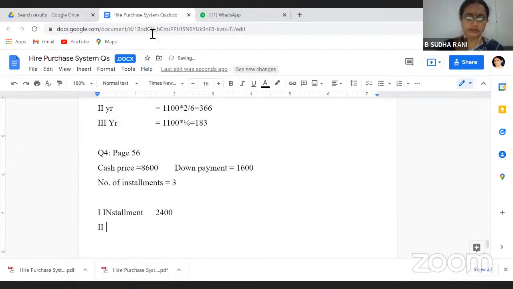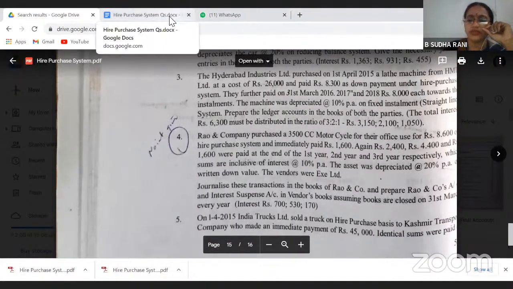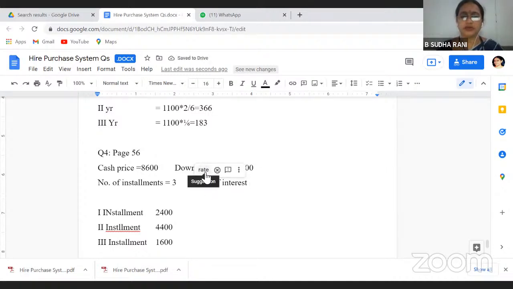Second installment 4,400. Third installment 1,600. He paid the third installment 1,600, right? Rate of interest he also gave as 10%. Okay. Rate of interest equals 10%.